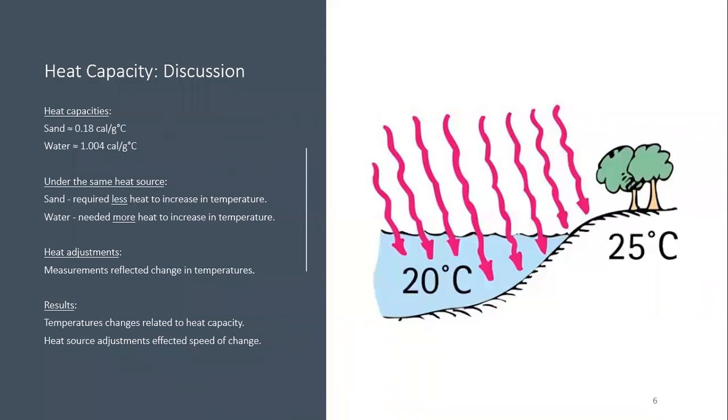Heat adjustments. Additionally, when heat sources were adjusted to simulate equatorial and polar regional temperatures, temperature measurements reflected a change in heat accordingly. When answering your lab questions, make sure to specifically address how temperature changes related to heat capacity and how adjustments in heat sources affected the speed of change.